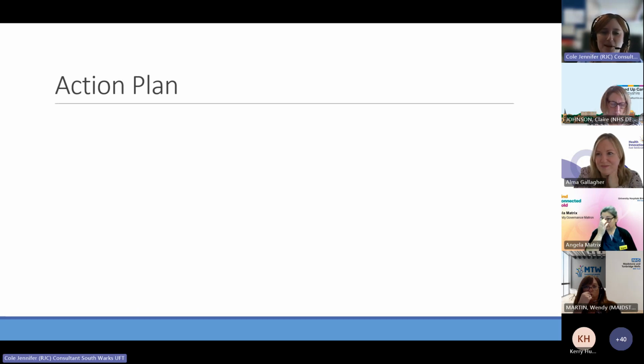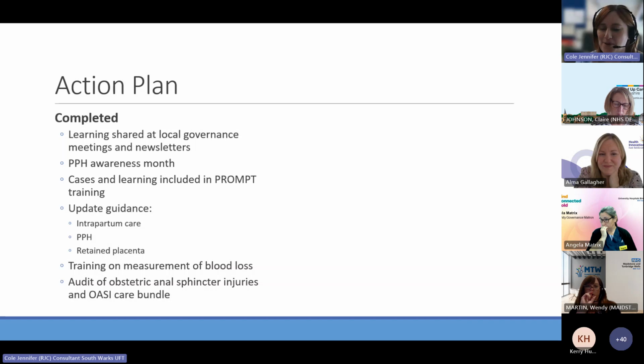So that left us with trying to come up with our action plan. So what have we done so far? Because this is a project that's in progress. We've done a lot of work around sharing the learning, sharing these common themes, and how we can try and address these and improve them locally.